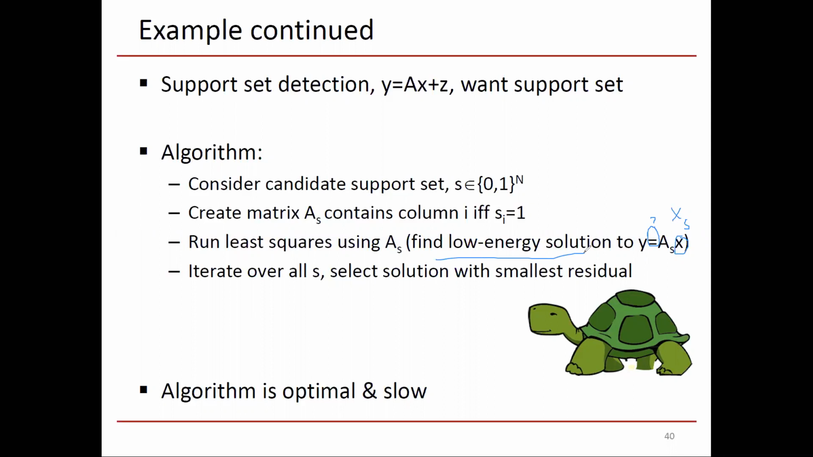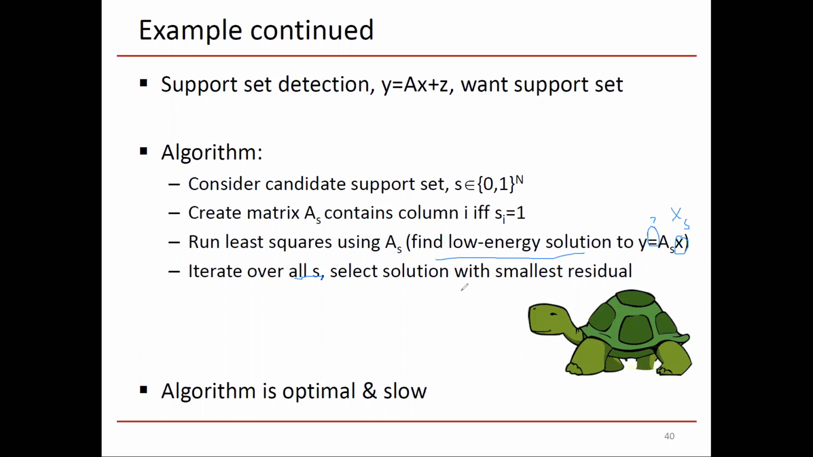So here's our approach. We're going to loop over all the possible S vectors, and we have 2 to the n of them, and we're going to select the solution that's closest to Y. Now, this algorithm can be shown to be optimal. It has various optimality properties, in terms of optimal meaning it finds a good solution to the support set detection problem.